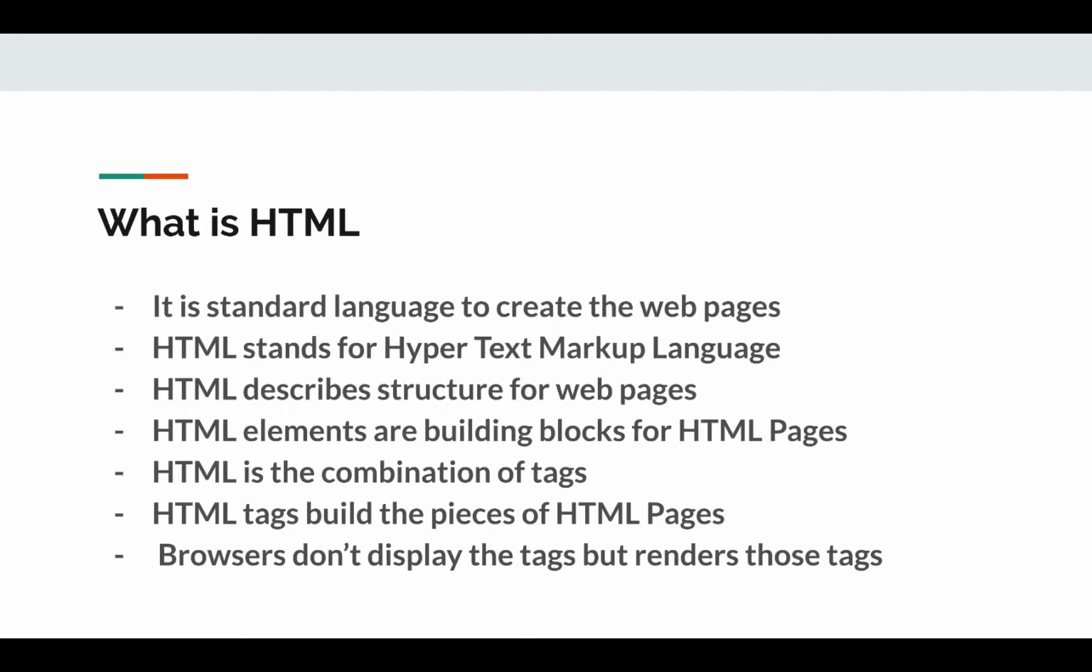Web pages are those pages which you see on the browsers, on the mobile and the web, Internet Explorer or the Chrome or Firefox when you write the website name. HTML elements are building blocks for HTML pages. HTML is the combination of tags, and HTML tags build the pieces of HTML pages. Browsers don't display the tags but render those tags and display the output.